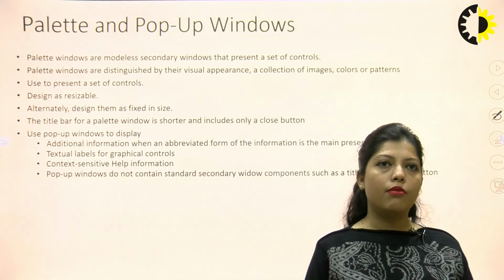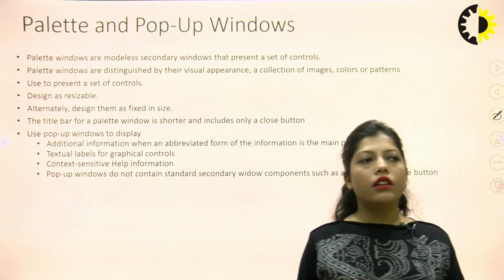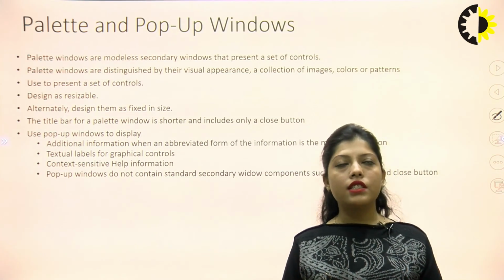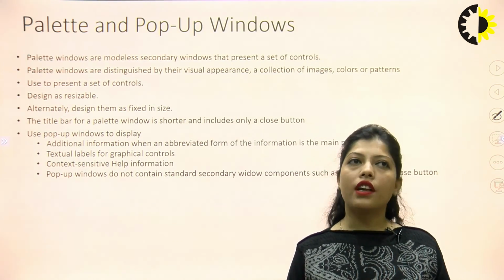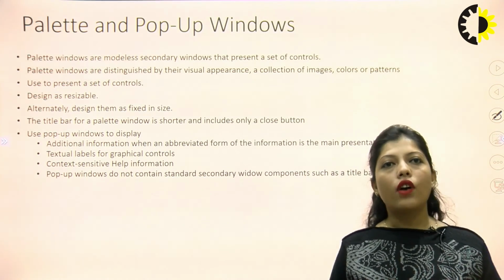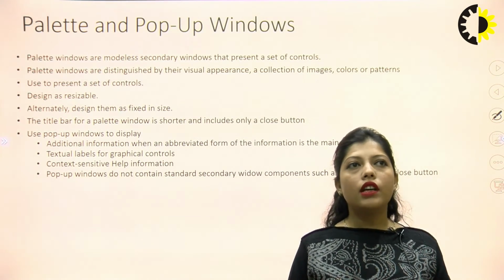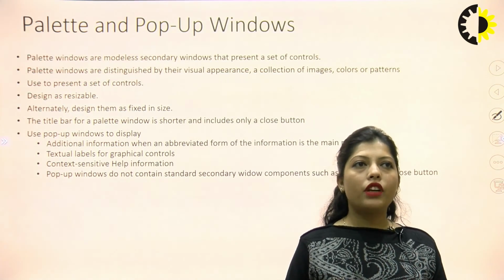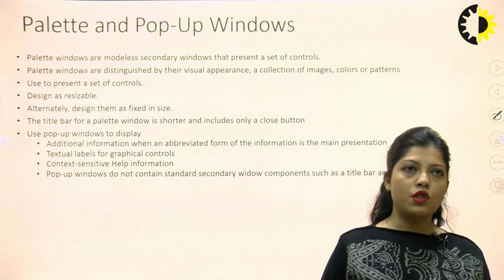Next are the palette and pop-up windows. Palette and pop-up windows are the last windows in the types of windows. Palette windows are modeless secondary windows that present a set of controls. They come under the category of secondary windows, and are distinguished by their visual appearance, for example, a collection of images, colors, or patterns. If the user wants to use color, then color palettes are available. The title bar for a palette window is shorter and includes only a close button.